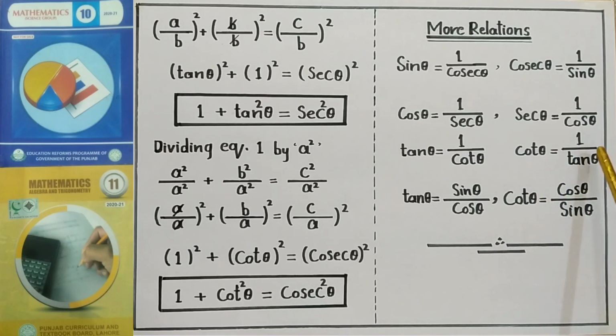Another very important relation is between tan, sin, cos and cot, sin, cos. So tan theta is equal to sin theta over cos theta and cot theta is equal to cos theta over sin theta. These relations are also very important.